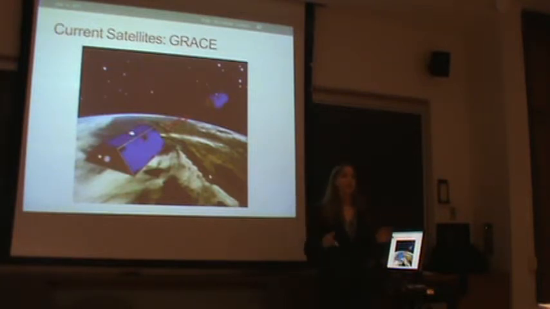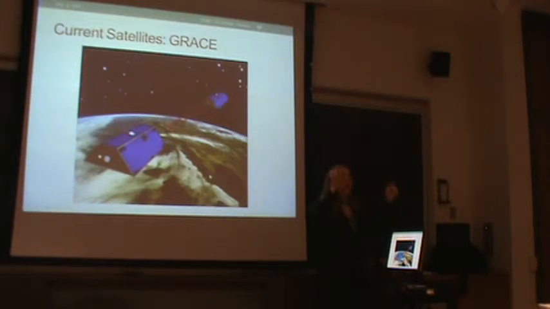And the way they do it is they send up these two twin satellites. They send signals back and forth between them. That's a little red lightning bolt. And what happens is, as they go over a part of the Earth that has a slightly stronger gravitational pull, that actually speeds up the satellite just a little bit. And when it does that, the distance between the two gets a little bit bigger. And it can measure, I think, smaller than a millimeter. So these are tiny, tiny changes in how far apart they get.